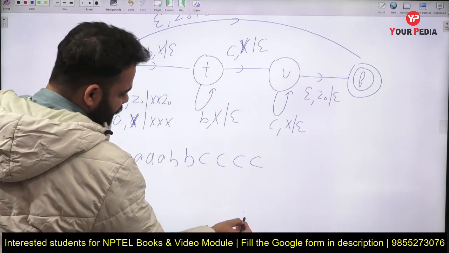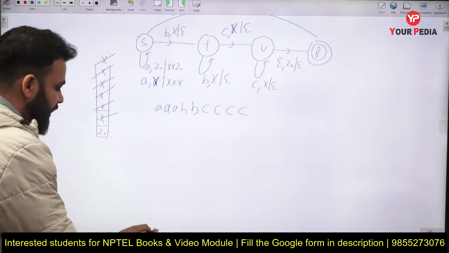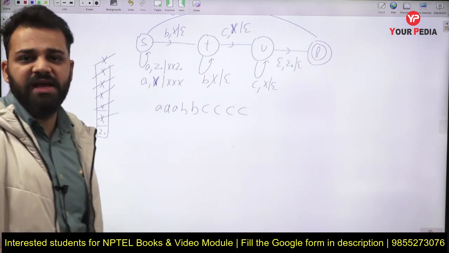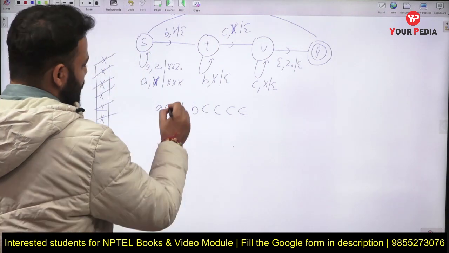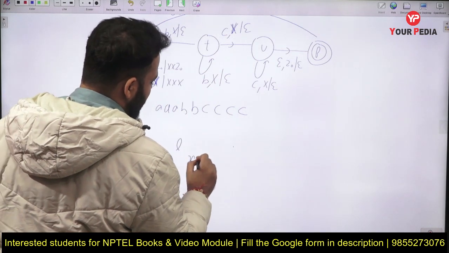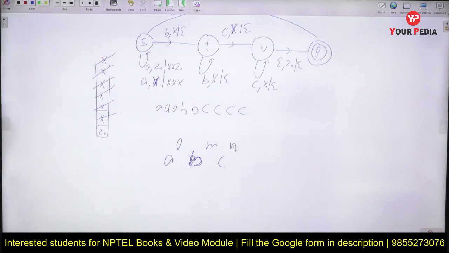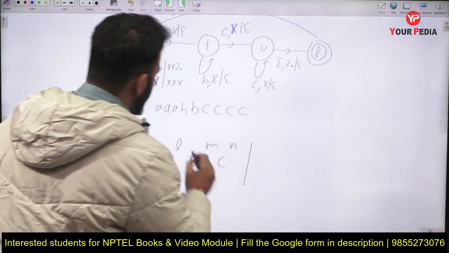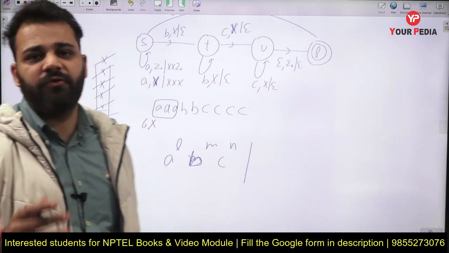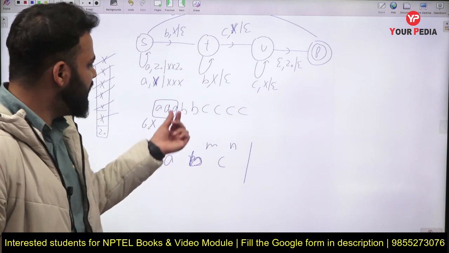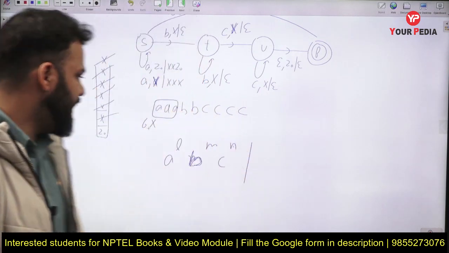Now how can you make the language which will be accepted by this PDA? Now you can see for each A you are pushing twice the number of X's. So let's say that the string will look like A^L, B^M and C^N. Now for each A you are pushing 2X into the stack. For 3 A's you will push 6X. So for each B you will pop 1X, and for each C you will pop 1X.